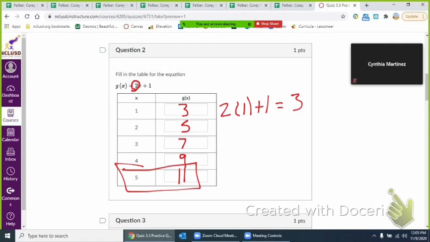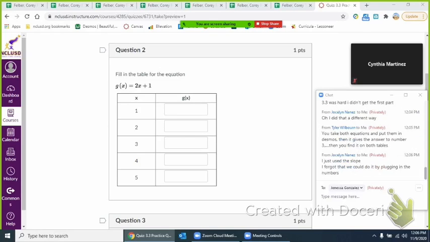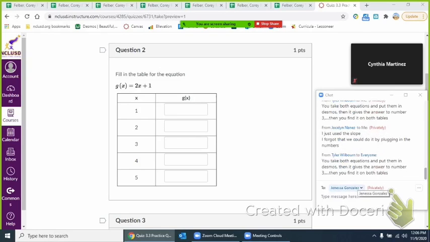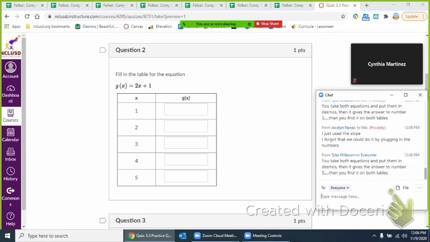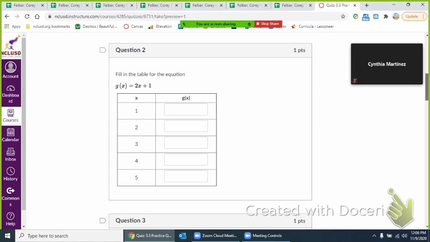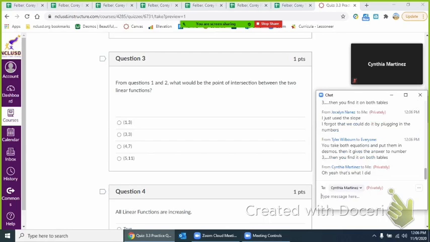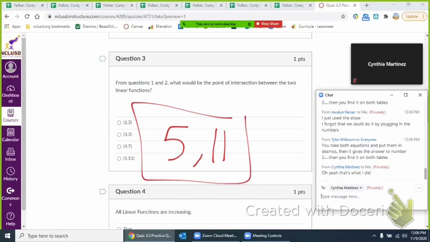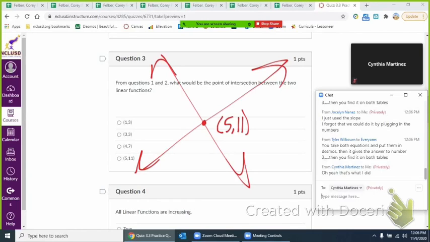But Tyler, why don't you put it in the chat to everybody, what you said about taking both equations and putting them in Desmos. Yeah, so take a look at what Tyler's saying here. This is another way you could have done it. Remember, the point where they cross, like what number 3 is saying, we're kind of getting ahead of ourselves, but it says from 1 and 2, what would be the point of intersection? You could look at the tables, and you would have seen, I believe they both share the point 5, 11. That's a point in both tables. So you could have done that. That would have been fine. But if you graphed them, whatever they look like, you would have seen that they crossed at 5, 11 also.